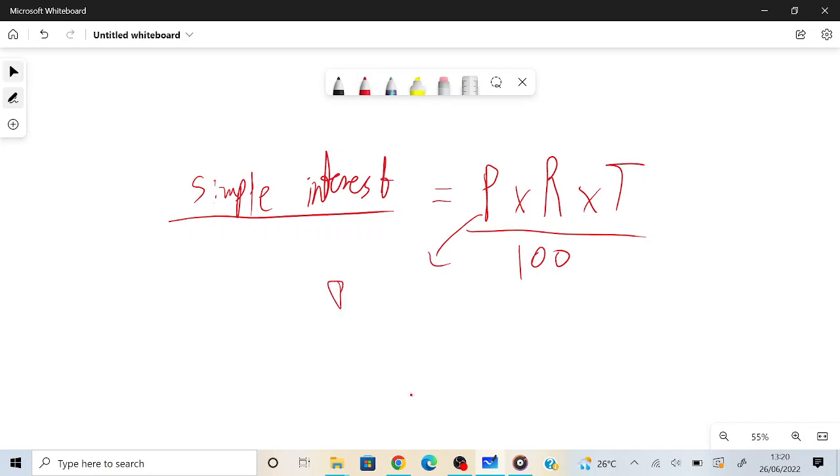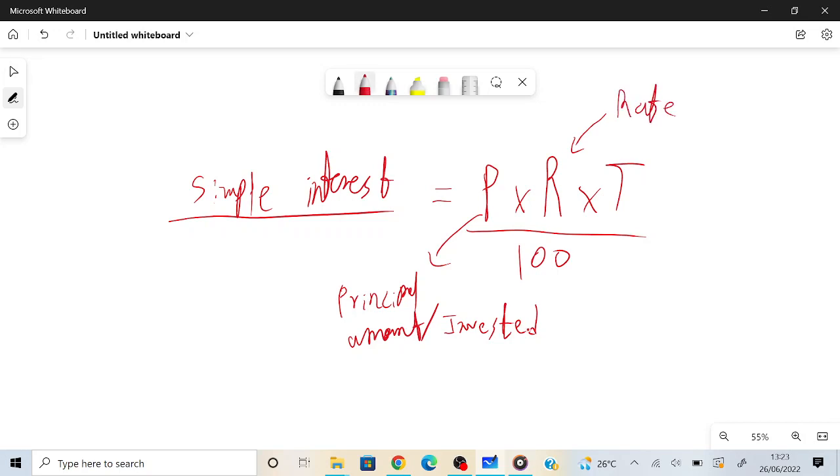Okay, let's just write that again. Principal amount. Or you can say this is the amount of money that has been invested. It's the same thing. It's just a different way of calling what it is. Okay, so then your R, this is the rate at which the money is invested.